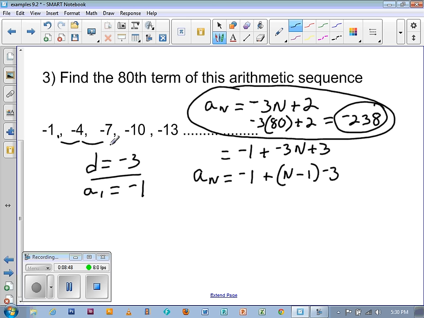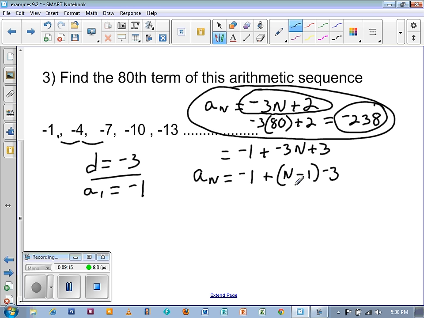-1 and -4 is -3. Our first term is -1. If we substitute it into our formula, -1 plus n minus 1 times -3 becomes our initial formula. Simplify it out, you end up with -3n plus 2 as your explicit formula. And then we put the 80th term in there. One thing you want to always do when you get this formula, it's easy to make a mistake.